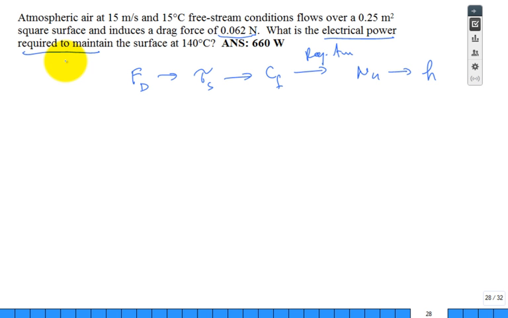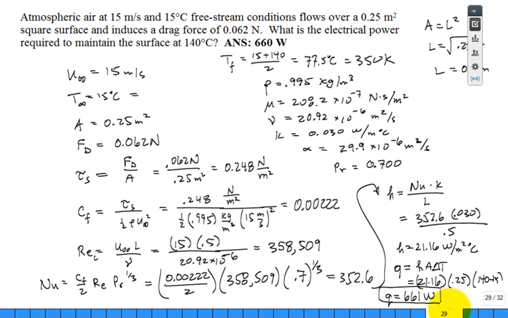What? Only from some measurement of the drag force? Yeah, only from measurement of drag force. The key here is the problem forces you to use that Reynolds analogy. Okay, so let's take a look. So the area and the force give you the shear stress. That's how many newtons per meter squared. Gives you the skin friction coefficient.